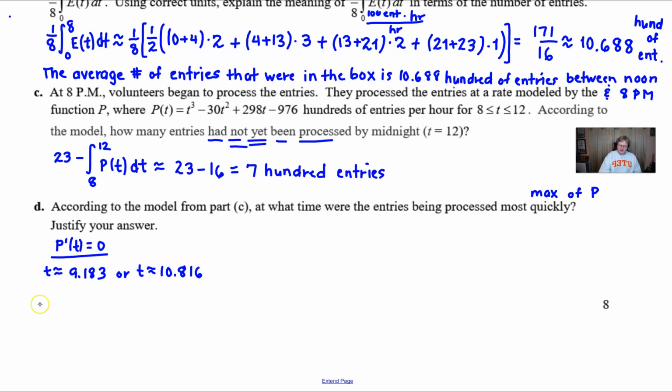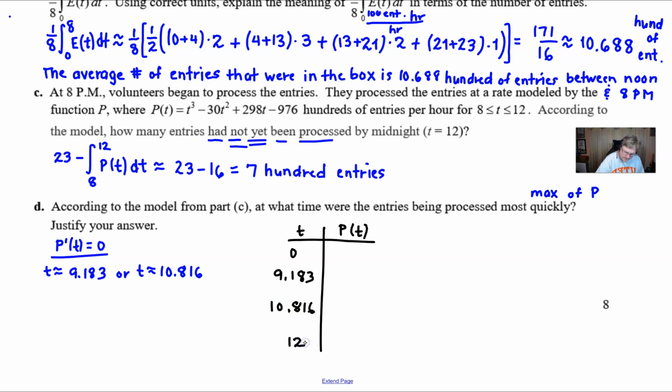You don't have to write down the candidates, as long as those endpoints show up in your table of values. That would be certainly acceptable. And so we're testing t to find values of P of t, and those candidates are 0, 9.183, 10.816, and 12. And it's very likely, depending on the year, that could earn the second point.